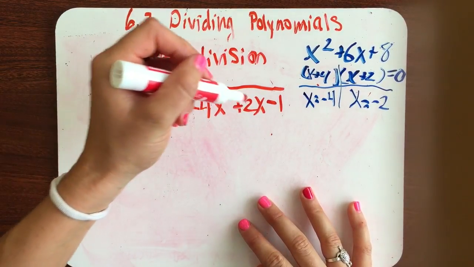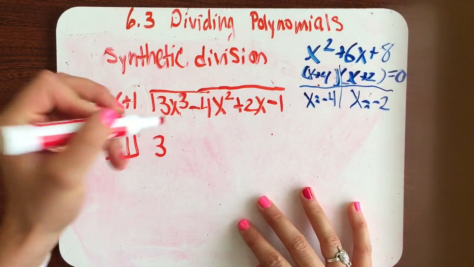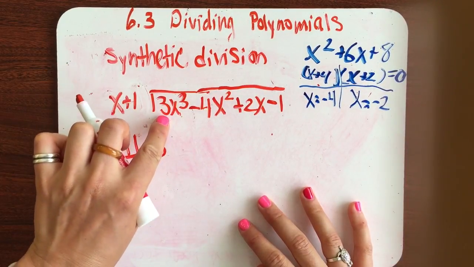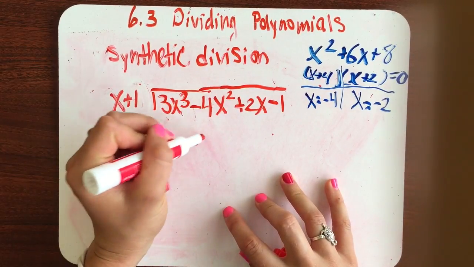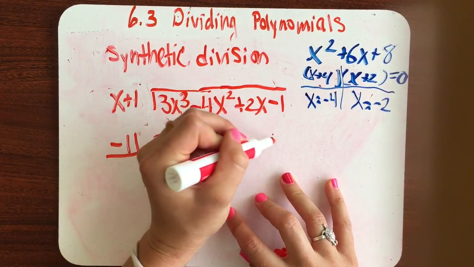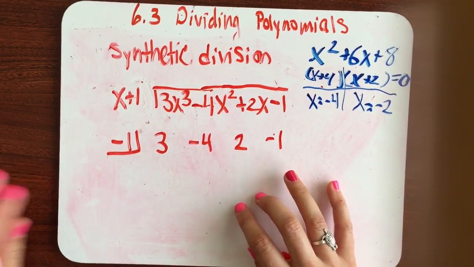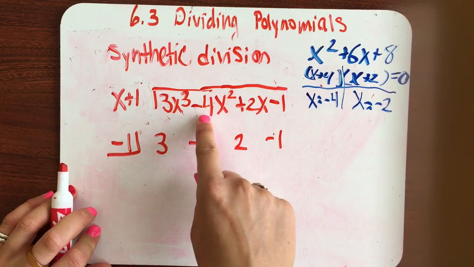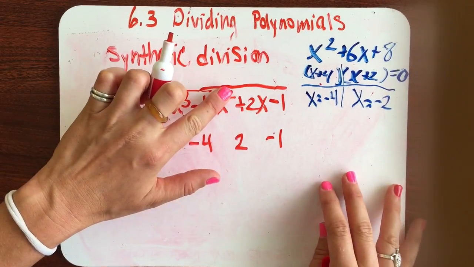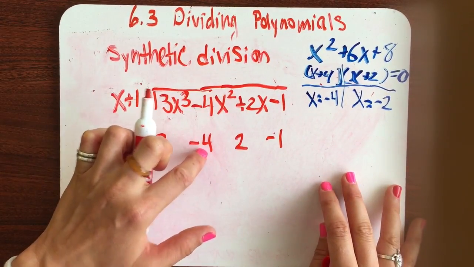Now I'm going to rewrite all of my coefficients. The coefficients are the numbers in front of the variables: 3, -4, 2, and -1. If there's a variable missing, then you have to put a 0 in its place. For example, if there's no x squared, I'd put a 0 here instead.